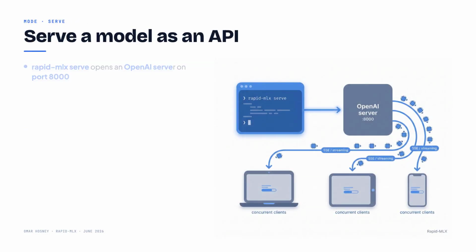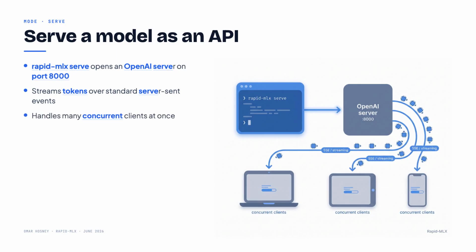Rapid-MLX has a few modes. The serve command opens an OpenAI server on port 8000. It streams tokens over standard server-sent events, and it handles many concurrent clients at once.